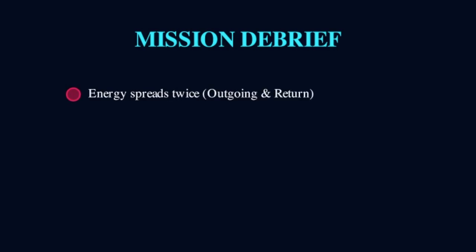To summarize, energy spreads twice, signal strength dies by the 4th power of distance, and stealth works by starving the radar of a return reflection.